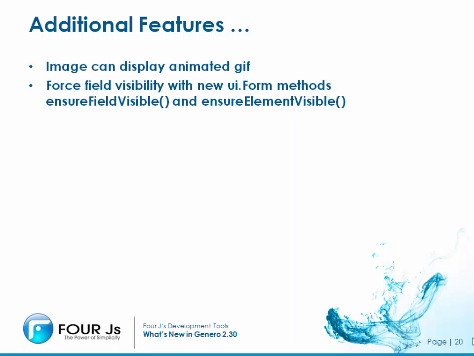Force field visibility with the new UI form methods ensure field visible and ensure element visible. What this allows you to do is to specify a field or element to be visible, and it will force the visibility of the containers that hold that particular element or field. So for example, if you set a folder tab element or field to be visible, then it will actually show, and it will show the parent containers as well.